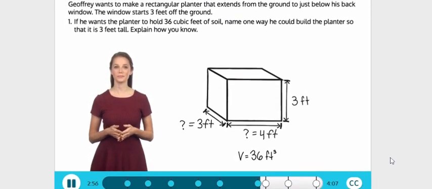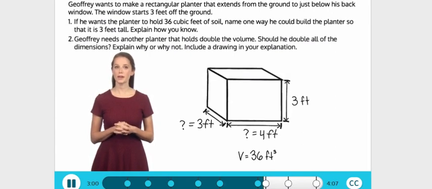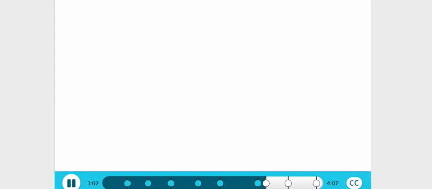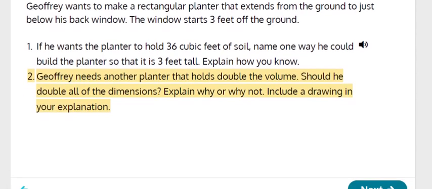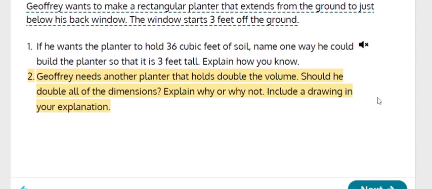Nice job on part 1. Now let's expand on what we've done. Read part 2 and imagine what is happening. Jeffrey wants to make a rectangular planter that extends from the ground to just below his back window. The window starts 3 feet off the ground.